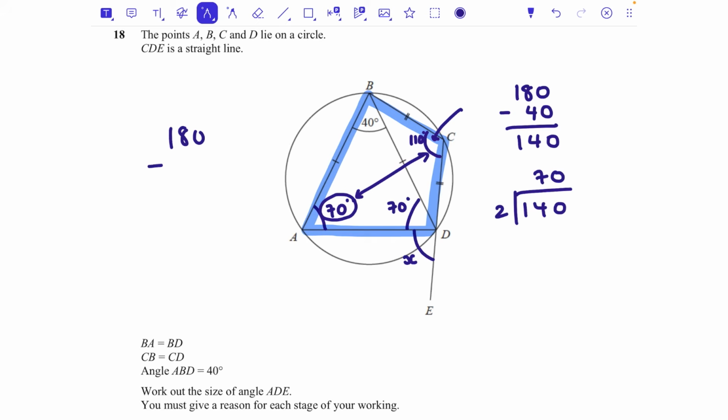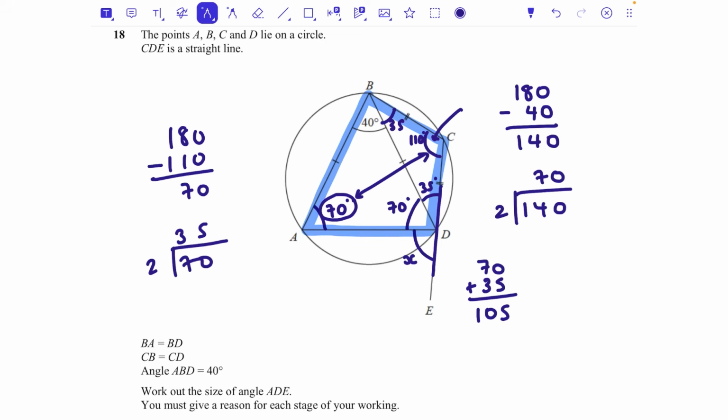So 180 take away 110 is 70, and again we can divide that by 2 to get 35. So I've got 35 degrees here and 35 degrees here. We've then got a straight line here, so I'm going to add together the 70 and the 35 to get 105, take that away from 180. 7 take 0 is 7, 1 take 1 is nothing. There we go. So I've got 75 degrees there as my missing angle.